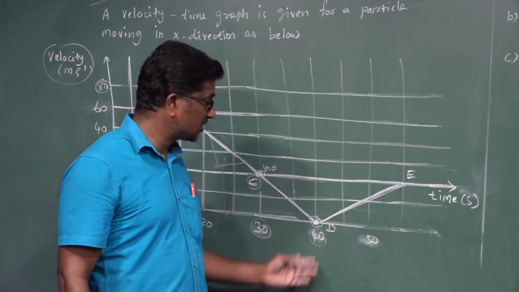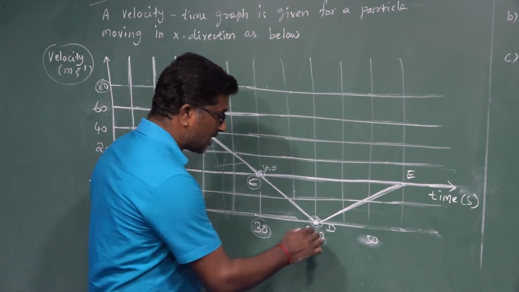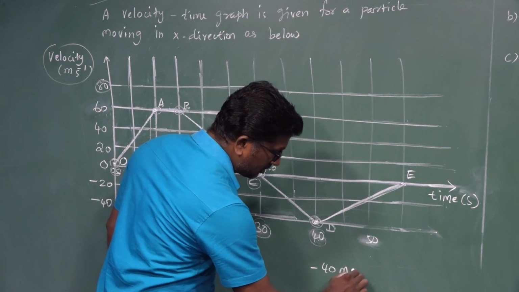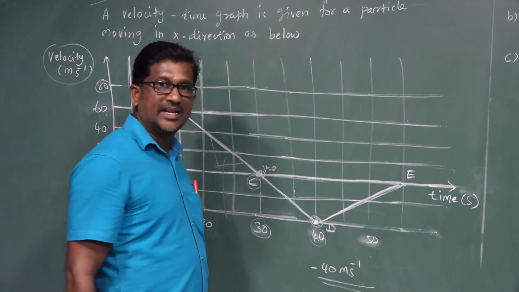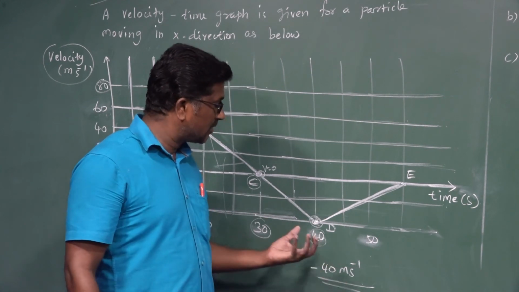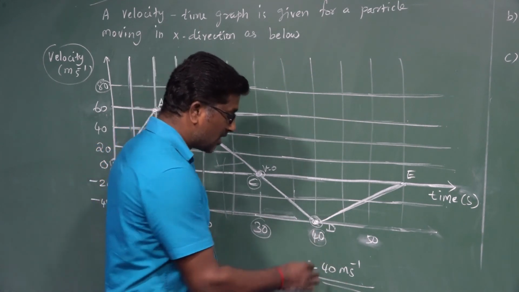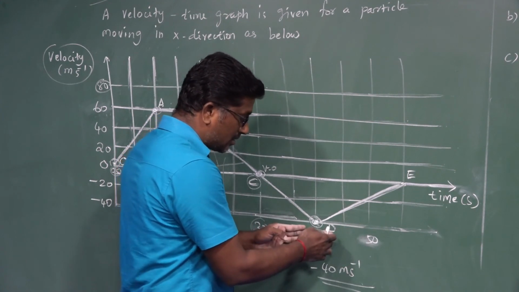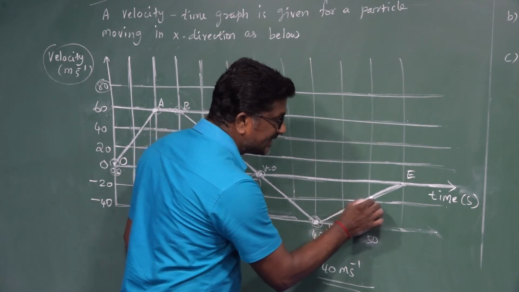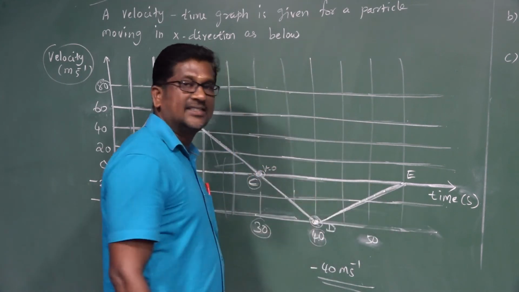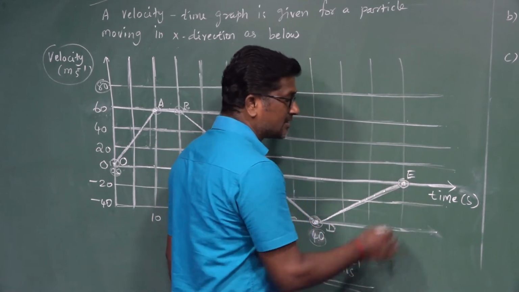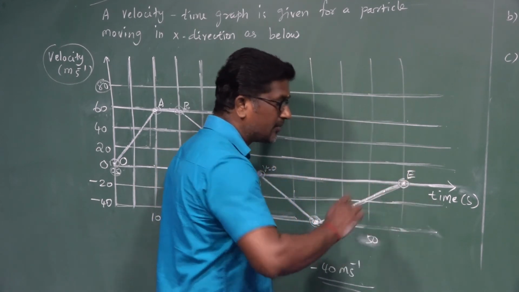From 40 seconds to 55 seconds. Right. At D, the particle velocity is minus 40 meters second power minus 1. That is, the magnitude is 40 meters second power minus 1, but the particle velocity is negative. After 40 seconds, the particle velocity increases, but its value is still negative, and it reaches zero velocity at point E, or at 55 seconds.